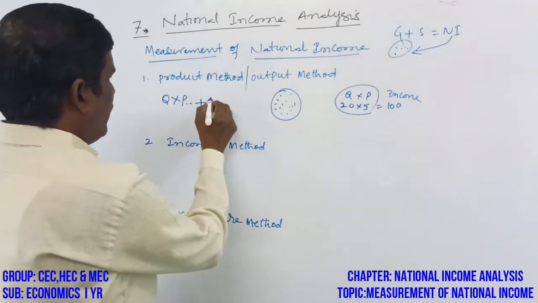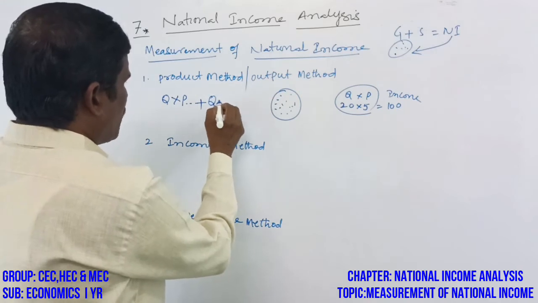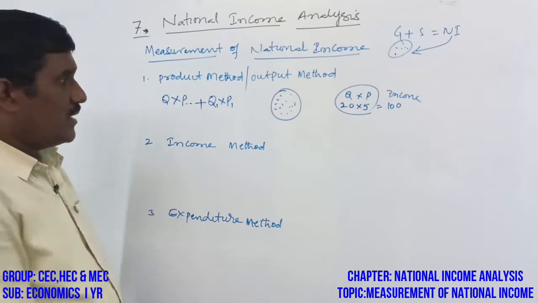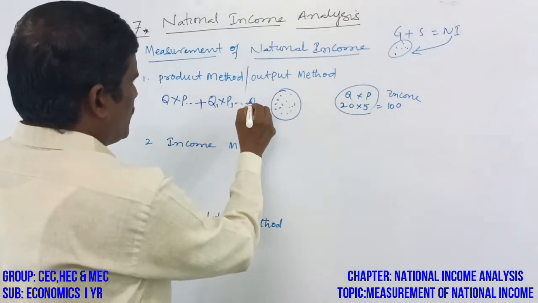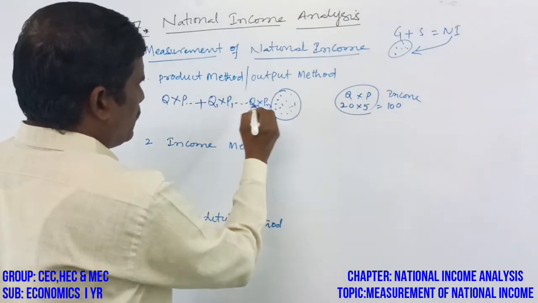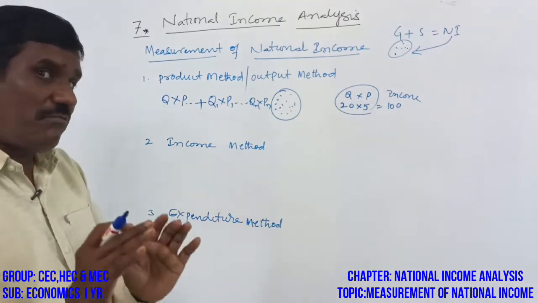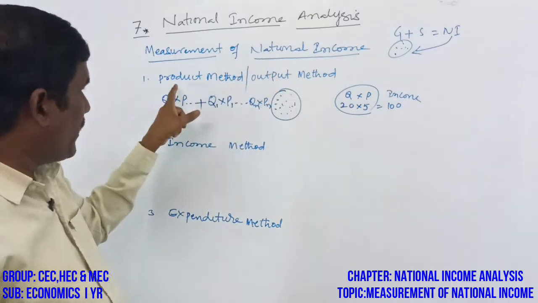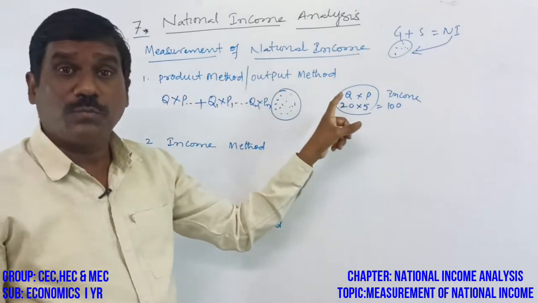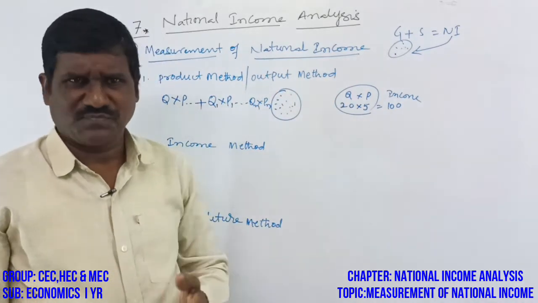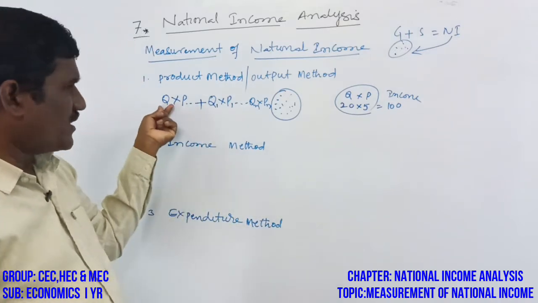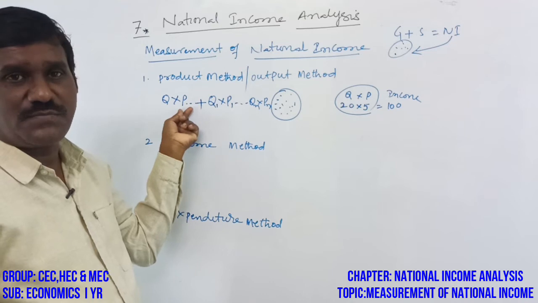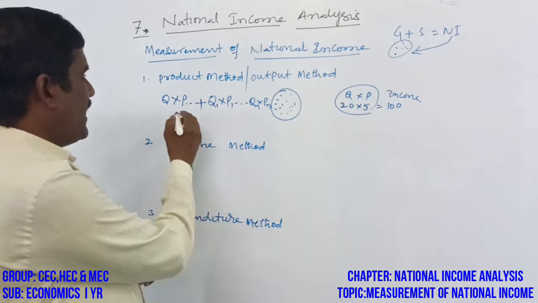First year Q1 quantity into P1 price, and next year also quantity into price, in the same manner Qn into Pn. This is the principle to find the national income using the product method or output method. Product is nothing but the output. So from the quantity of the commodities, goods and services, and the price of the commodity, we get the national income.